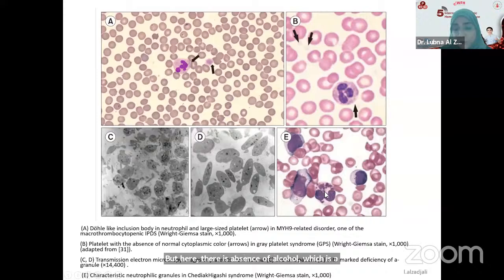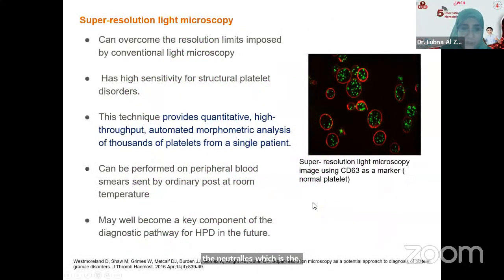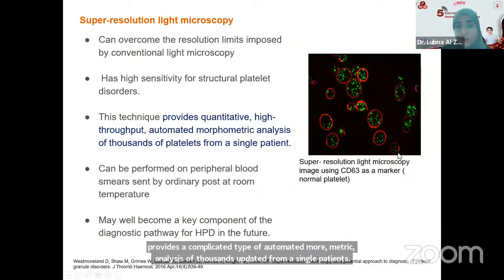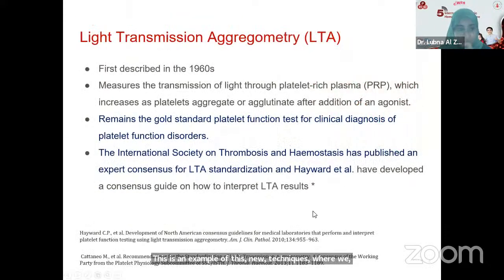And here is the inclusion in the neutrophils, which is a known characteristic feature in Chediak-Higashi syndrome. The evolution of super-resolution light microscopy can overcome the resolution limits of conventional light microscopy, and provide a quantitative, high-throughput, automated morphometric analysis of thousands of platelets from a single patient. This is an example of these new techniques where they use CD63 as a marker, and this is how it looks for normal platelet granules.